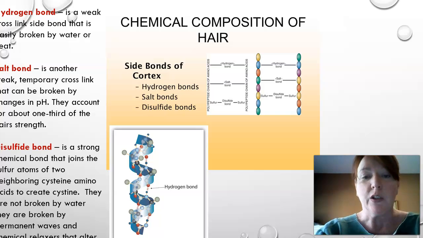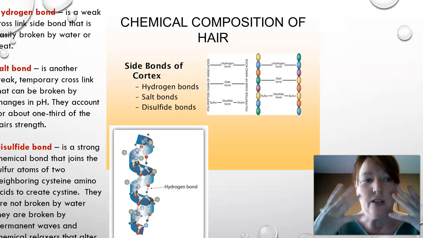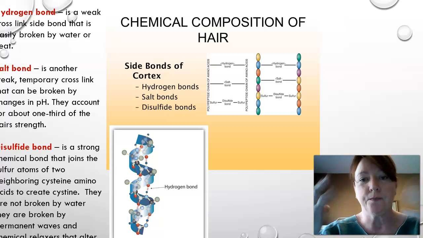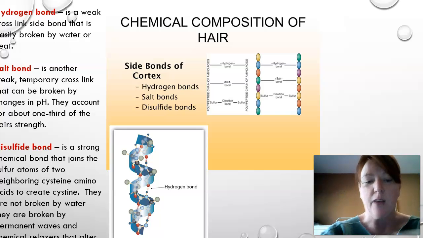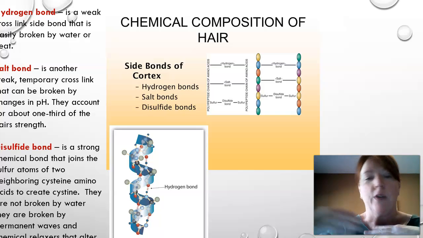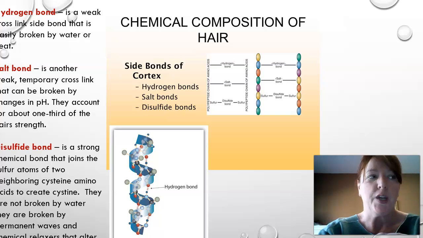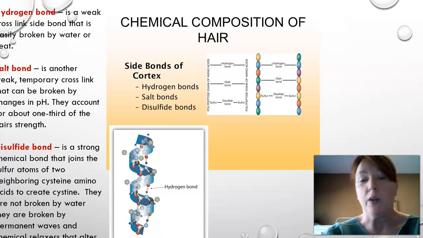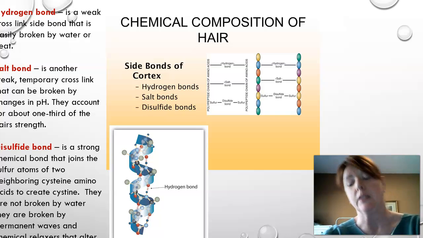Again, a couple of visuals, because it's hard to take in all that information. But when you see it in a visual, it actually helps. So at the bottom, where it shows the hydrogen bond, that's the weak bond where you can change the shape of the hair just by wetting it and styling it. And then hydrogen bond, salt bond, and the upper one shows the hydrogen bond, salt bond, and the disulfide bonds.